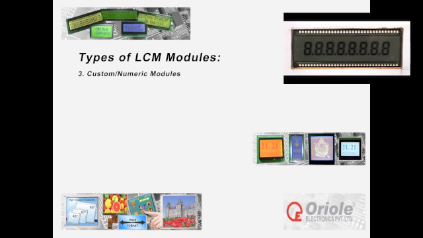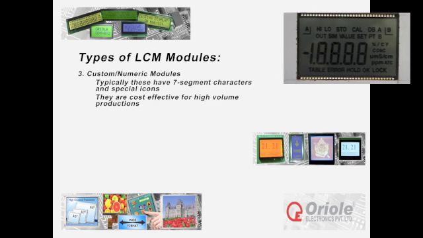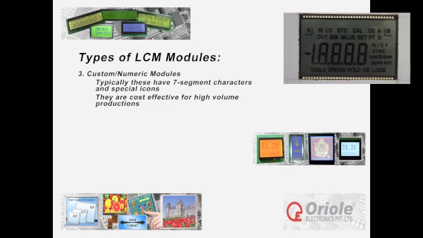So now finally we come to the third kind of LCMs. These are numeric or customized or segment type displays. They are typically customized displays not meant for generic applications but meant for a specific application, a specific product. So, for example, you have calculator displays, washing machines, any product which is going to be made in large volumes. Typically, cost is a factor, and the customer also wants a mix of alphanumeric and some special symbols.